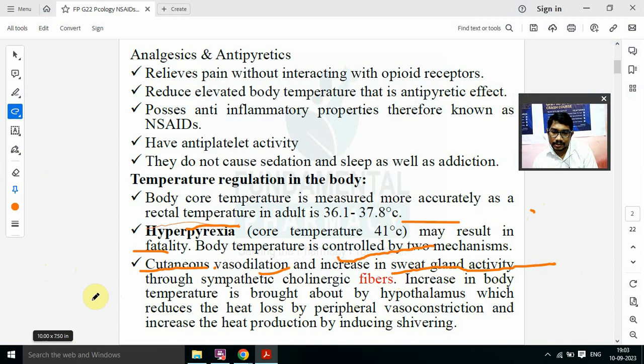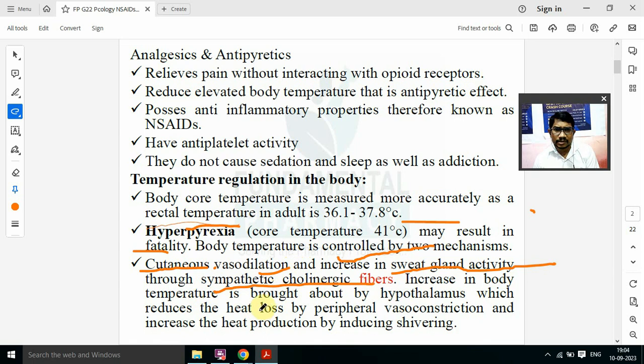Then second, increase in the activity of sweat glands. So there is an increased production of sweat. Sweat is nothing but water and salt. The sweat will come on your skin, take the heat of your body and get vaporized. That's how it will bring down your body temperature. It is done through parasympathetic cholinergic nerve fibers.